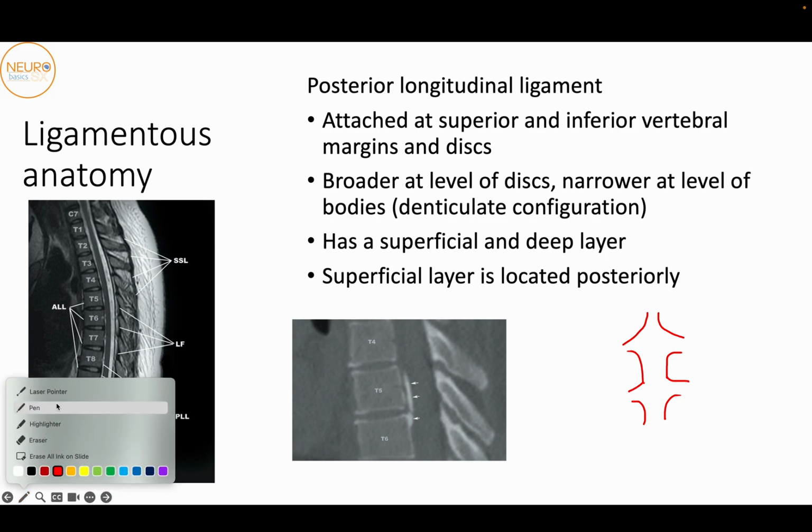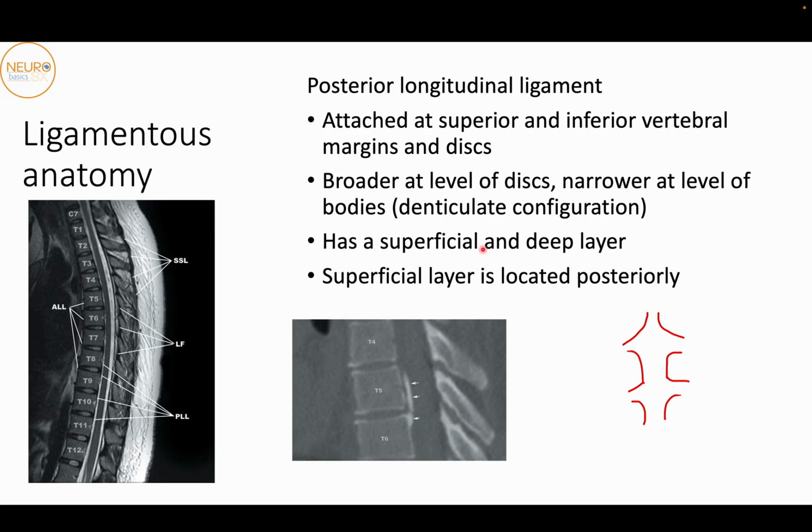Okay, so the ALL and the PLL both have multiple layers. The PLL has a superficial and a deep layer, and the superficial layer is the one located more posteriorly. And sometimes the PLL can get ossified, forming OPLL, which can cause compression of the spinal cord.